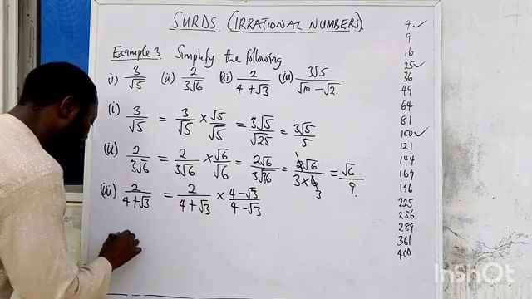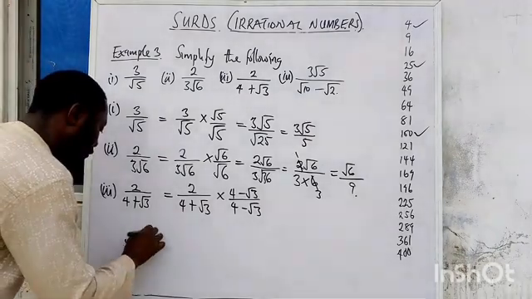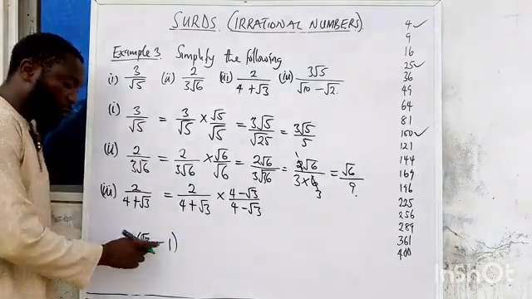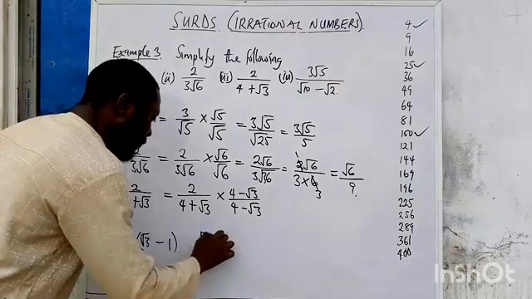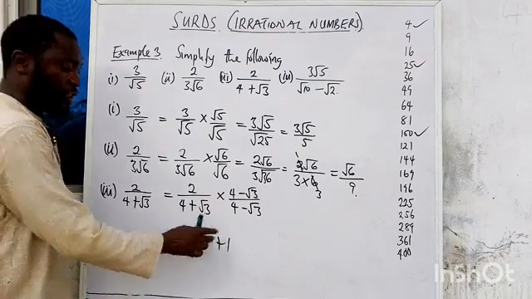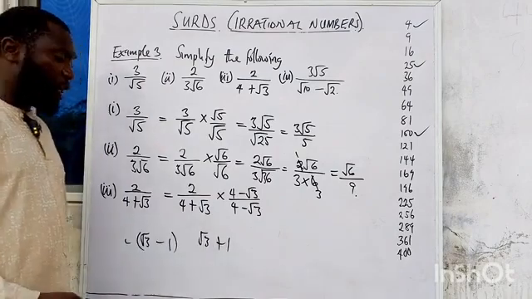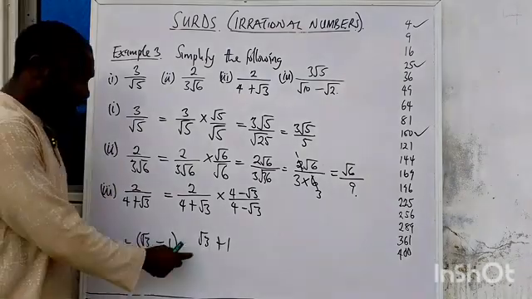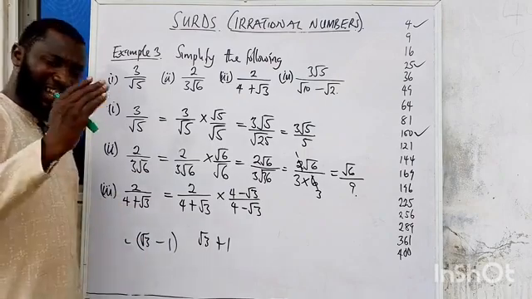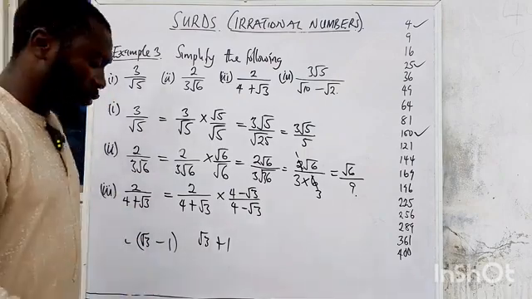If you have square root of 3 minus 1, the conjugate of this one will be square root of 3 plus 1. So the conjugate here is just changing the sign in the middle. Once you multiply this by this, you have a difference of 2 squares. At the end, you are still going to get a rational number without a square root.